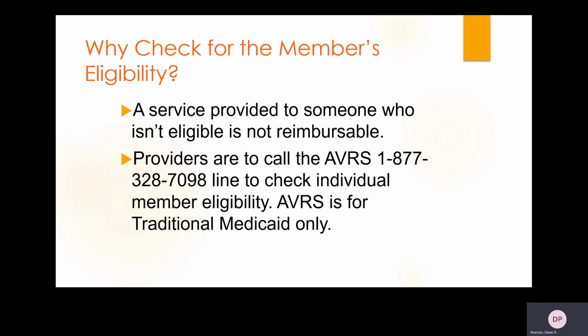Why is it important for the provider to check the member's eligibility? A service provided to someone who isn't eligible is not reimbursable. Providers are to call the AVRS line at this number to check individual traditional Medicaid member eligibility. The AVRS line is for traditional Medicaid only. The managed care organization has a different process to follow for Medicaid expansion members.